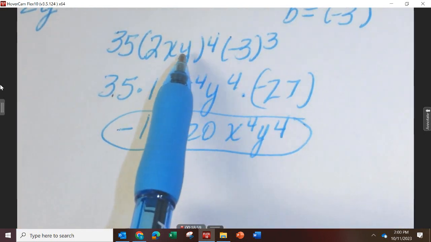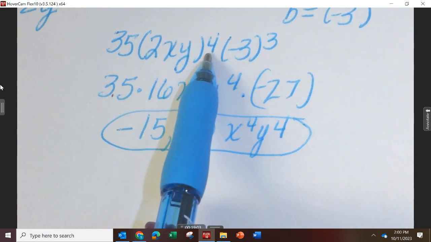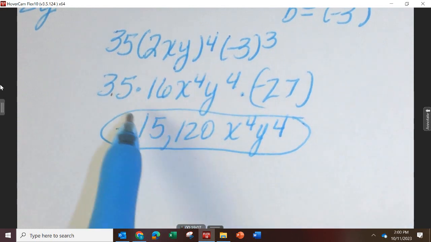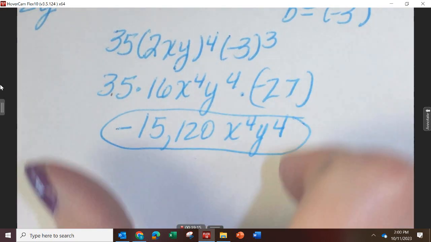What you might have done is mixed up your A's and B's or something. Or no, I bet you only cubed this instead of doing it to the 4th. Okay? This is what you should get. How many people did get it? Okay, about 2/3. Good. Okay, guys, we're going to keep working on this.